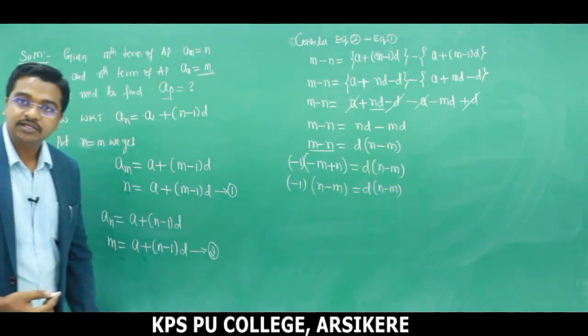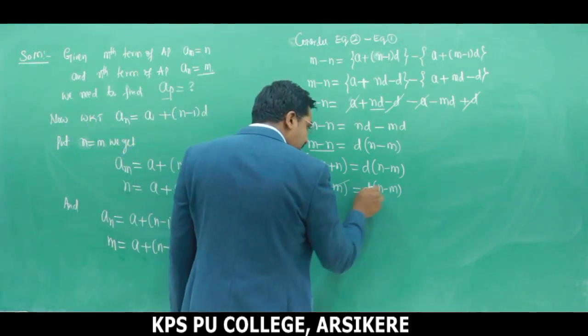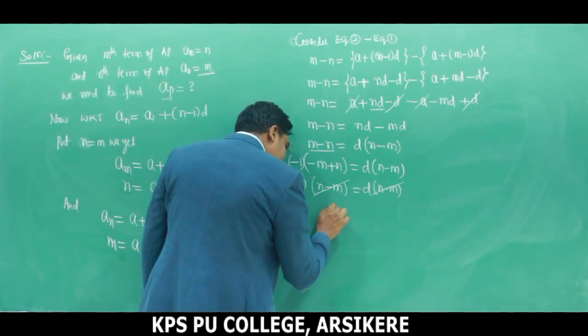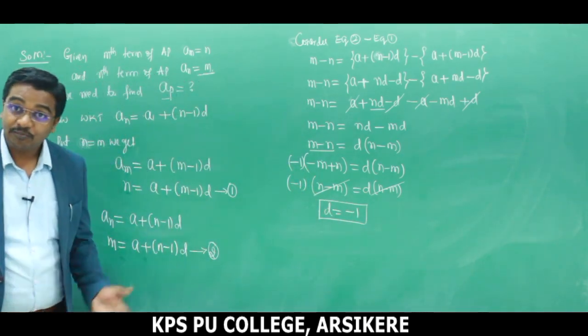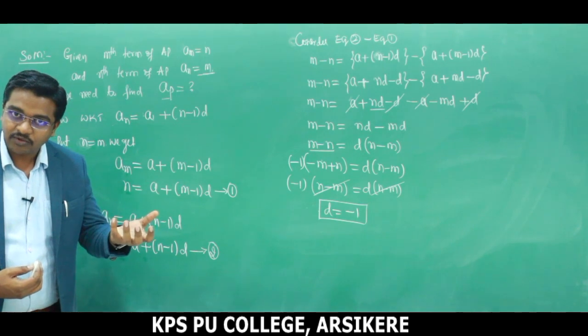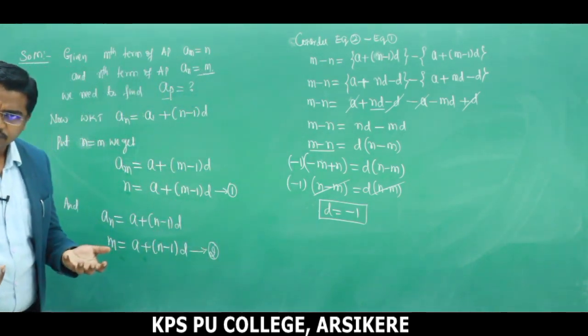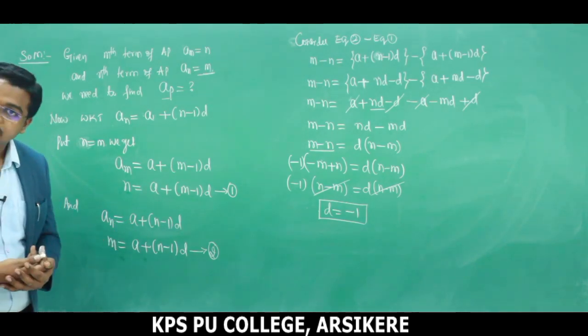Clear? n minus 1 is equal to d into n minus 1. Here n minus m and n minus m get cancelled. So what is left? Therefore d is equal to minus 1. We obtain the common difference. And what is another requirement here? Another requirement is the first term. Using the first equation or the second equation, you can find the value of the first term.